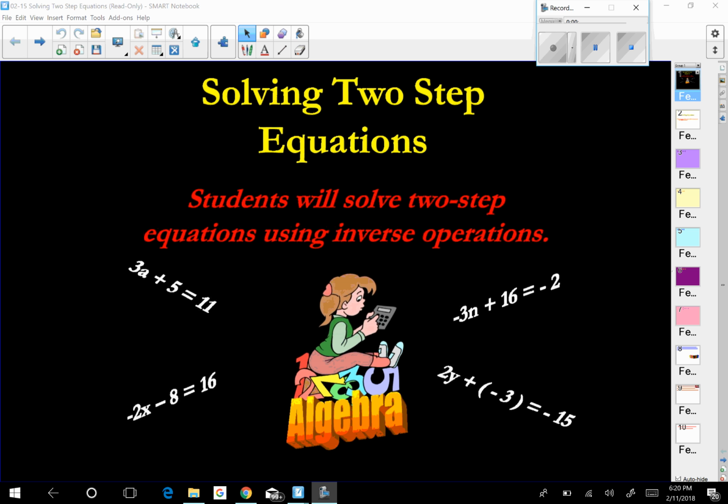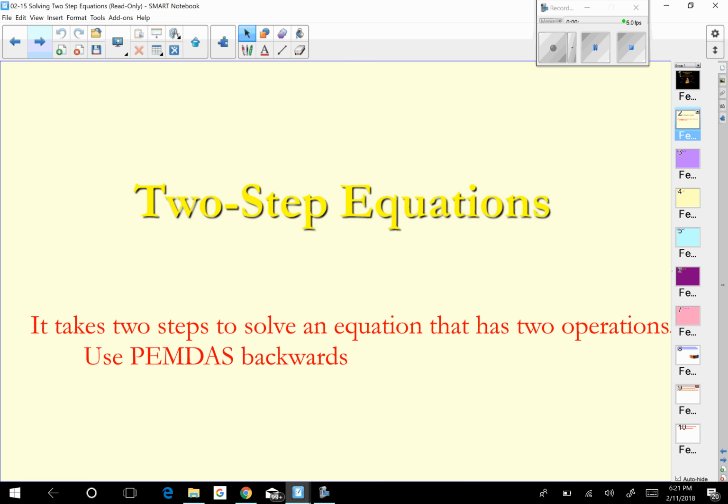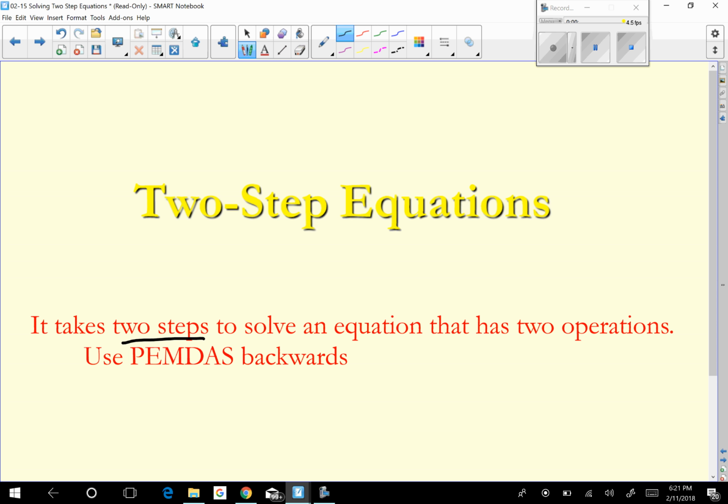Okay, so welcome. Today we're going to learn how to solve two-step equations. So make sure you put that title in your notebook. All right, so two-step equations. It takes 2 steps to solve an equation that has 2 operations.